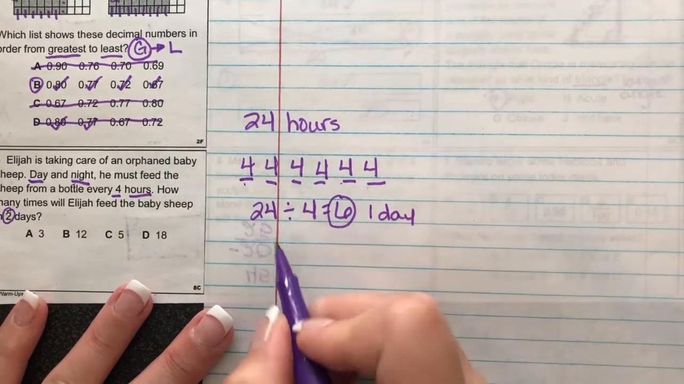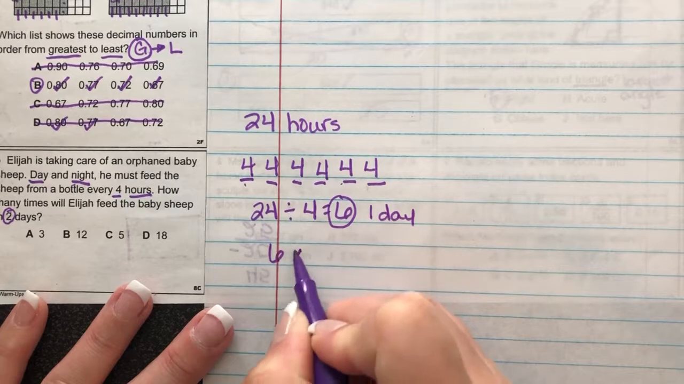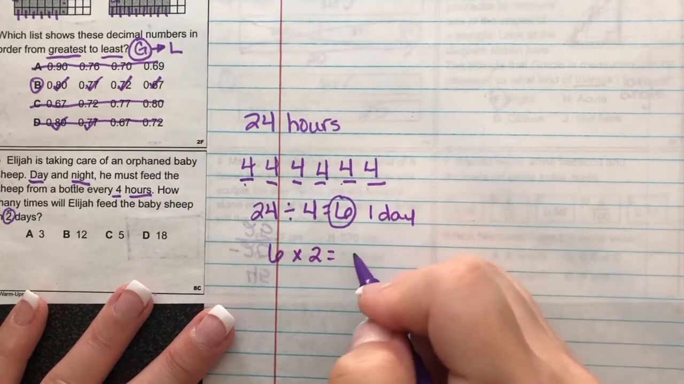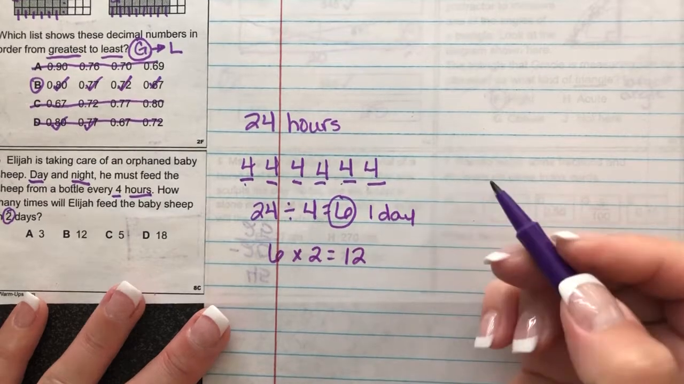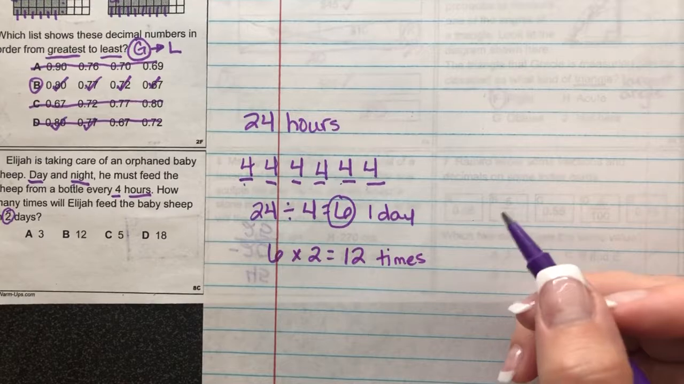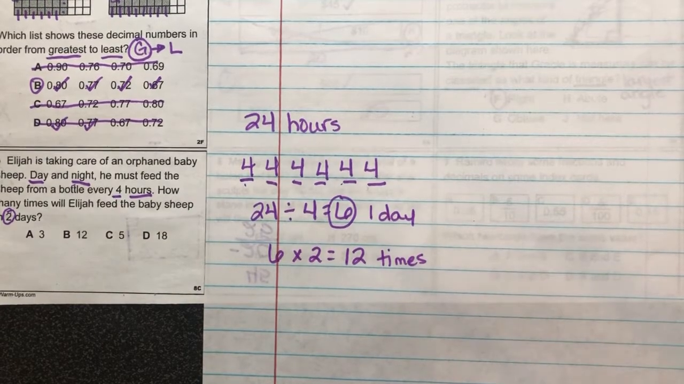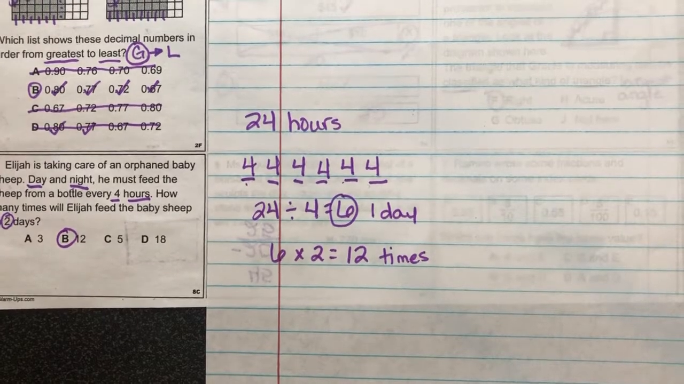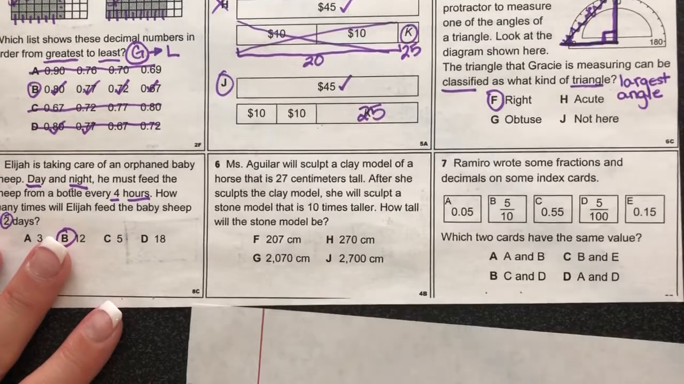So I'm going to take that 6 and I'm going to multiply it times 2, which gives me a total of 12 times. Okay, he has to feed the baby sheep 12 times in 2 days, which would be answer choice B. Okay, number 6.